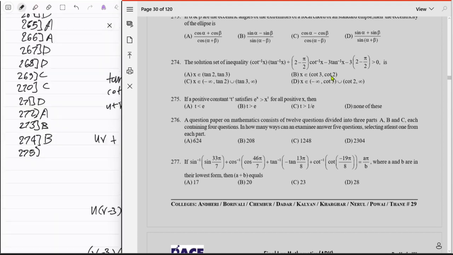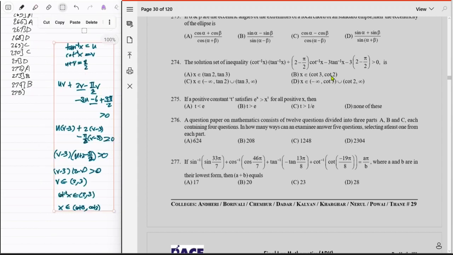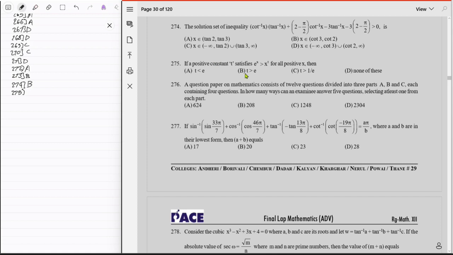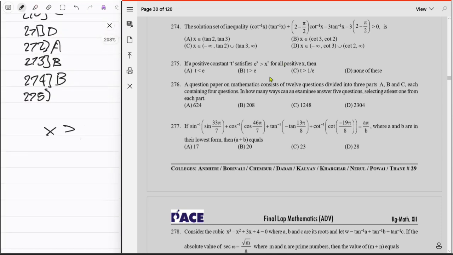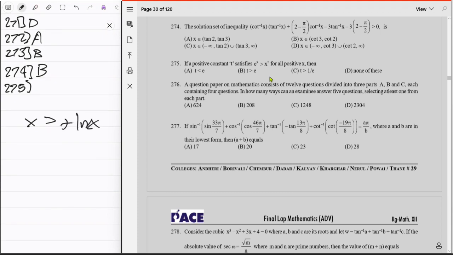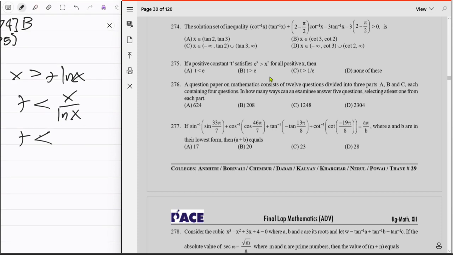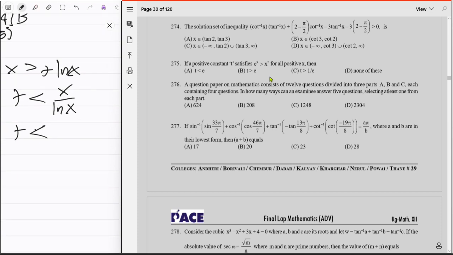275. If a positive constant t satisfies this equation for all positive x, then for all positive x, you just take a natural log, I guess. This becomes x is bigger than t natural log of x, which means t is less than x upon natural log of x for all positive x. So t is actually less than the minimum value of this thing, right? What is that going to be? x upon natural log of x minimum value.